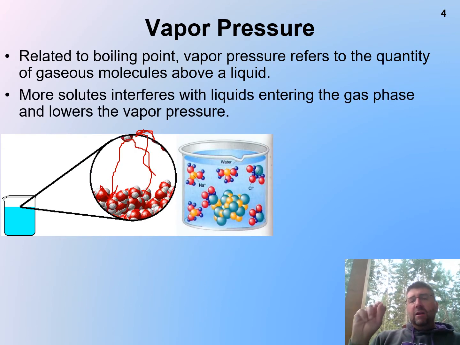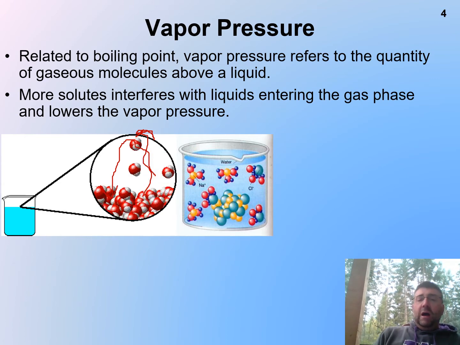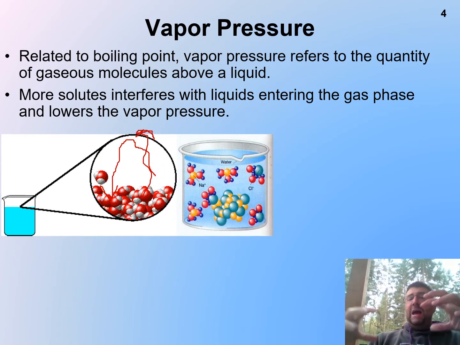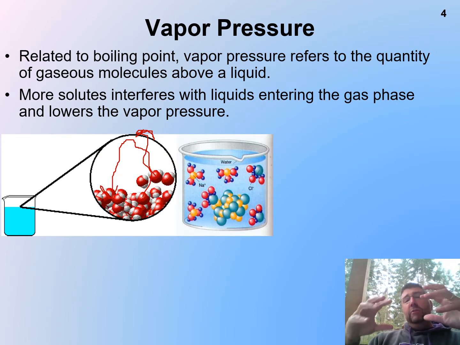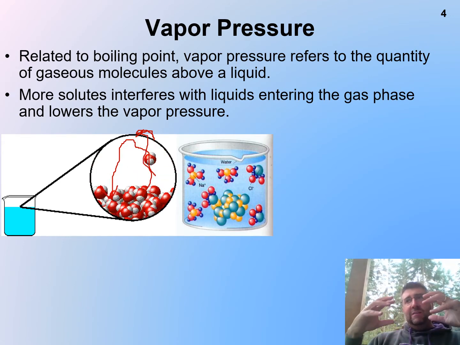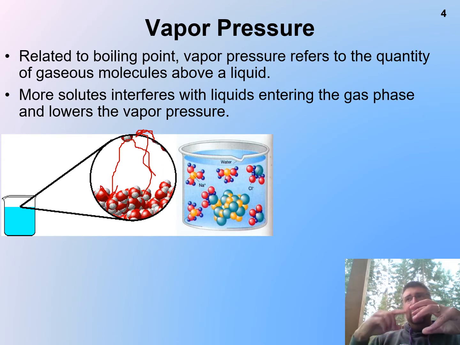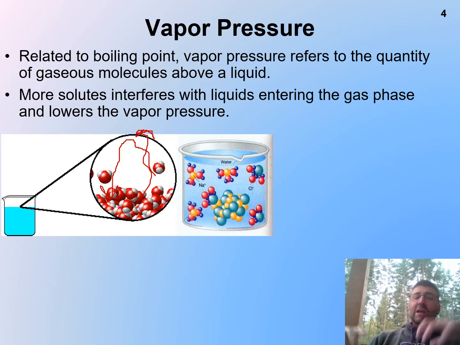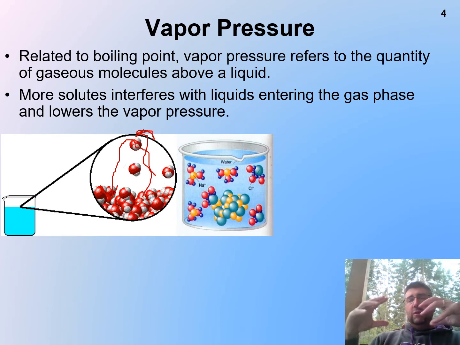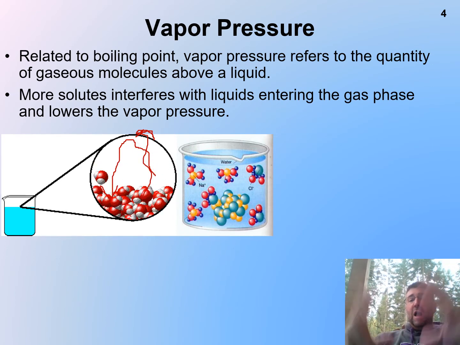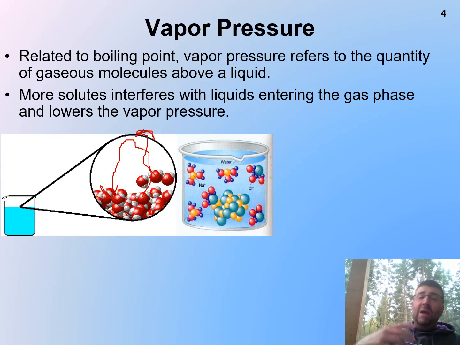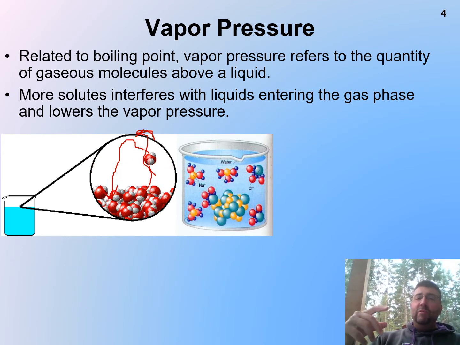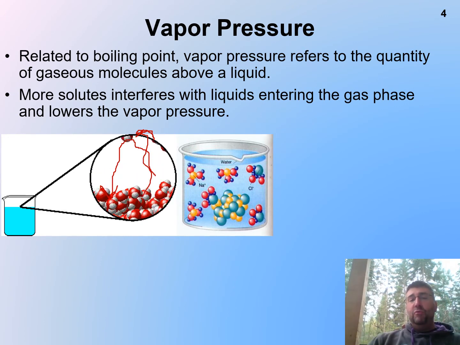When you add a solute to a solution, a salt or a sugar, the water molecules will attach to those solutes and form these hydration spheres. Because those water molecules are locked in, attached to those ions, they are not free to escape as a gas. And so the more solute you add, the more water gets occupied by those ion-dipole interactions, and the less they're able to escape into that vapor phase. So we lower that vapor pressure.